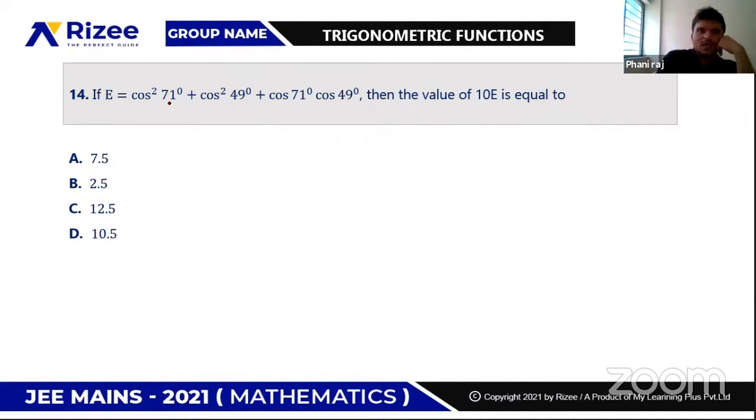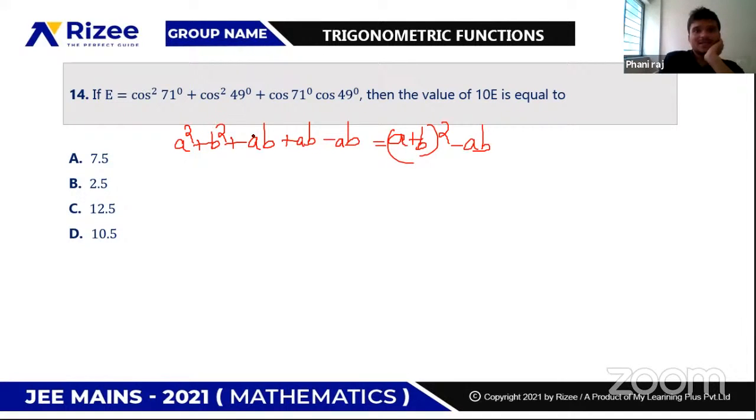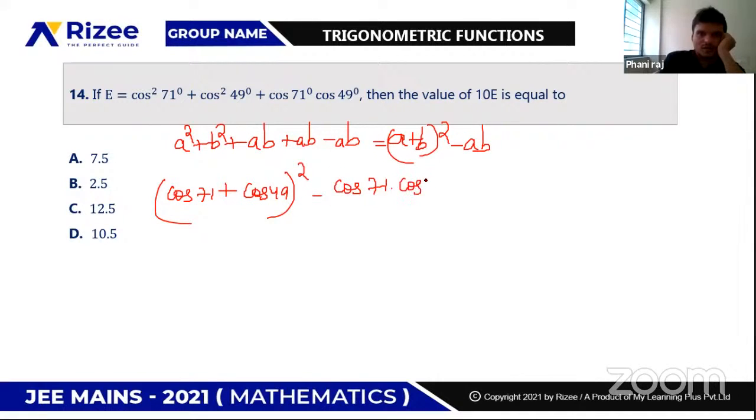Yeah. 14th one, E equal to cos square 71 plus, see, I'll tell you a technique, okay? Important technique to remember. Whenever, not just in trigonometry, anywhere, when you have something like a square plus b square plus ab, add ab and subtract ab. Why do you do this? Because then the problem is simplified to a plus b whole square minus ab. This is much easier to solve than this alone, okay? We'll do the same thing here. So when you add this and subtract this, this is same as cos 71 plus cos 49 whole square minus cos 71 into cos 49.